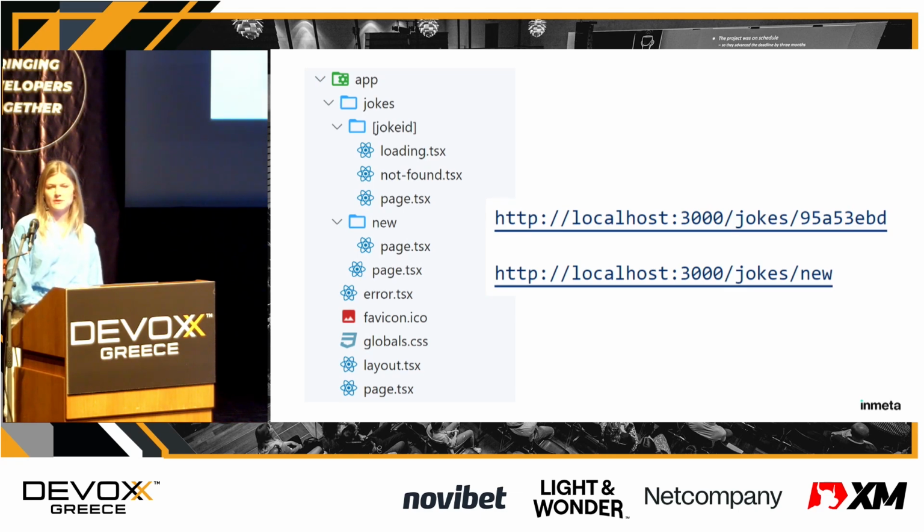Then you can also use files with reserved names such as not-found.tsx and error.tsx, which are error boundaries that render inside the layout of the route, as well as loading.tsx, which creates a suspense boundary around the page. And there's also more features like ignoring folders from routes with underscores or grouping them with parentheses.